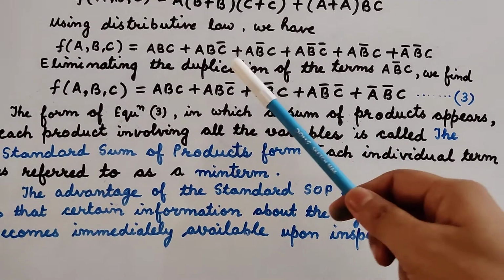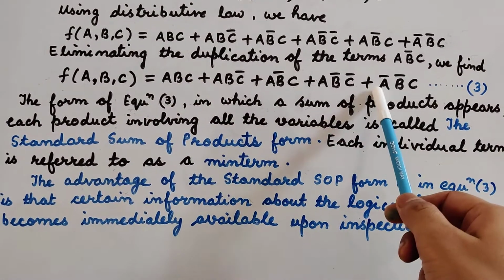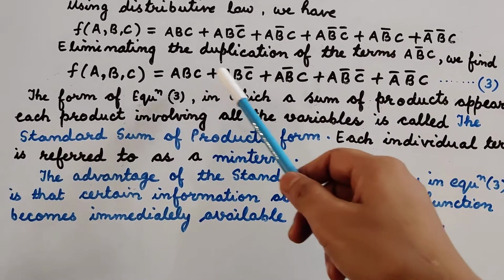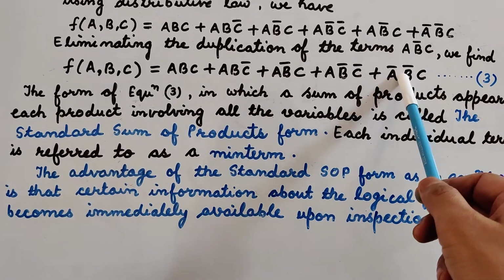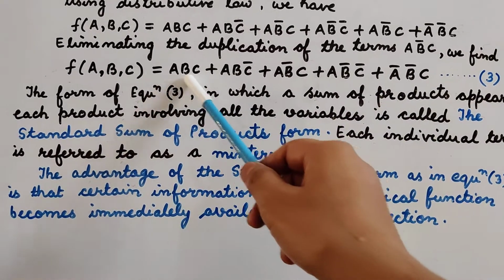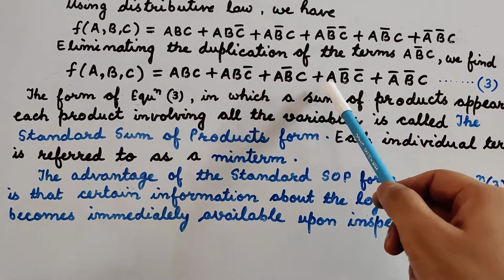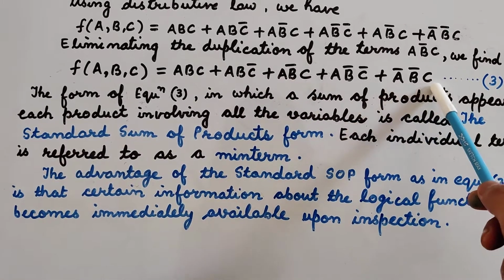So from this expression we find that this function f(a, b, c) has 1, 2, 3, 4, 5 Minterms. These are called the Minterms. This is one Minterm, this is the second Minterm, this is the third Minterm, this is the fourth Minterm, this is the fifth Minterm.